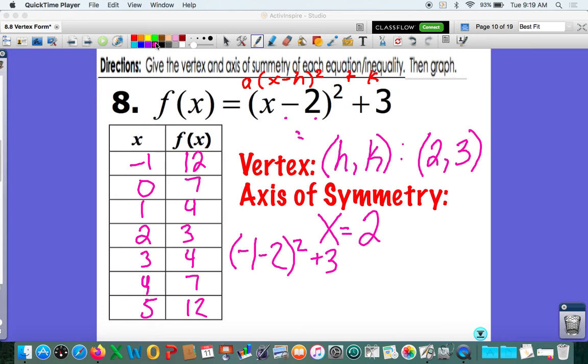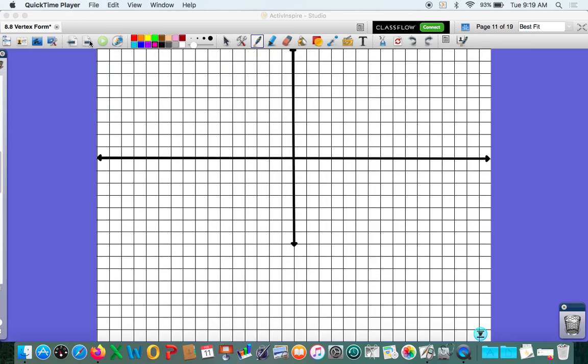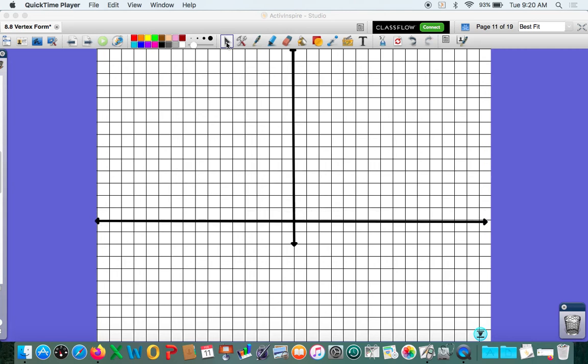Okay? Now to graph. Okay? So I know for my graph, I don't have my line exactly in the right place, so let's move that down a little bit. Right? So let's graph. The first point is at -1, 12. So -1, 12 is clear up here. And then 0, 7. 1, 4. 2, 3. And then they are just flipped on the other side.